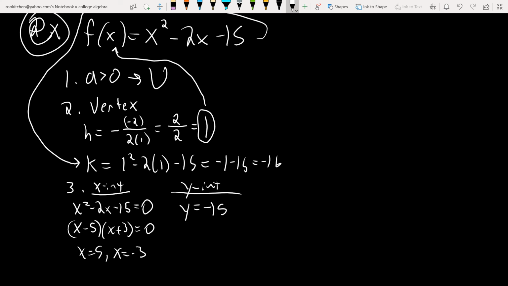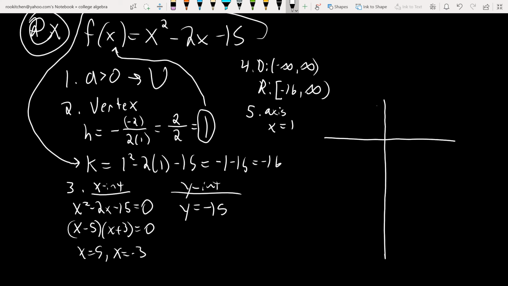And then domain and range. Domain is always negative infinity to infinity. The range goes from negative 16 to infinity. And then finally the axis of symmetry is x equals 1. And then we can go ahead and graph it.